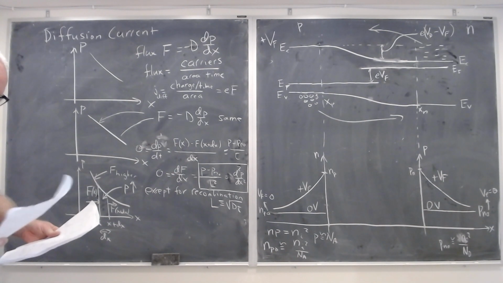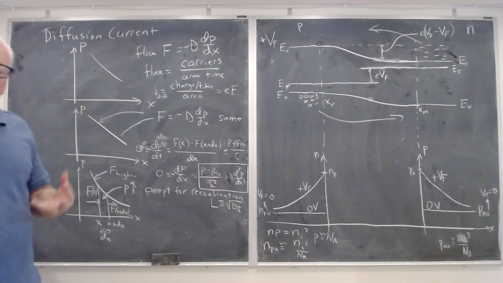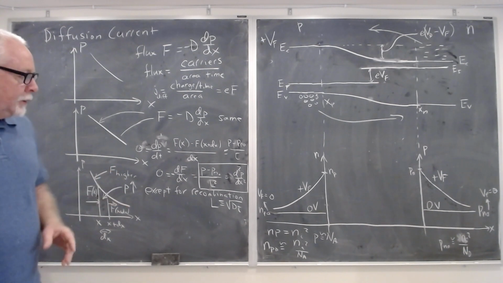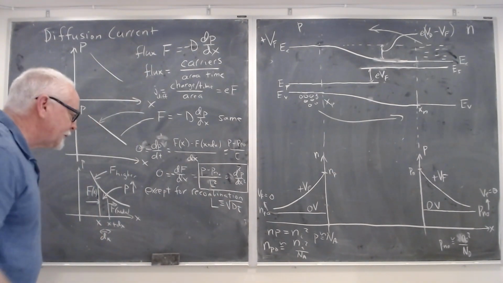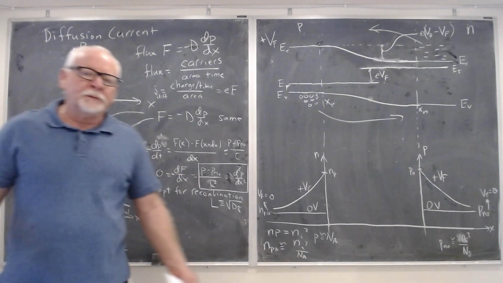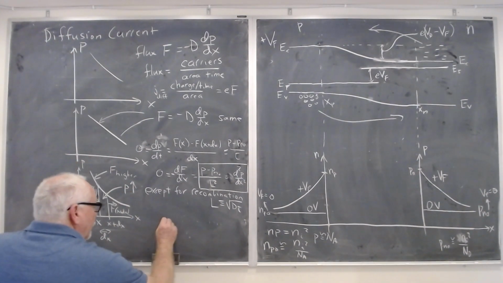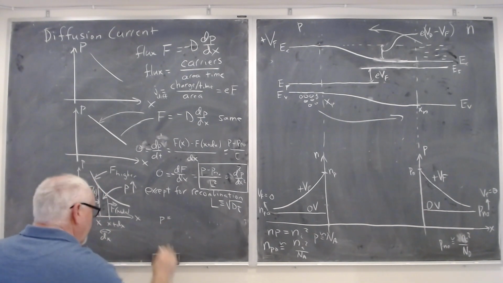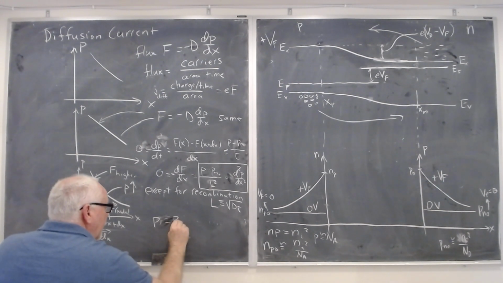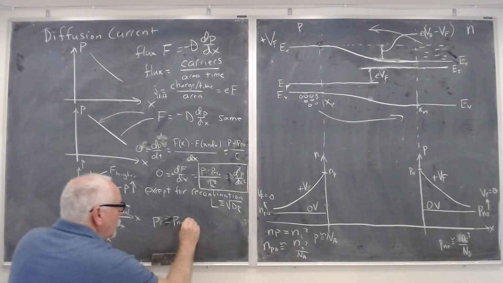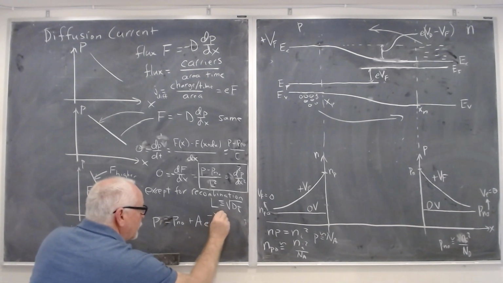Okay, so the good news is we now have a differential equation describing our carrier concentration. It's a second order differential equation, and the solution is pretty simple. It's like all differential equations in a sense. You don't know the answer until you write it down and check that it fits, so let's do that. The answer is P equals Pn0 plus A, where A comes from our boundary condition, times e to the negative x over L.